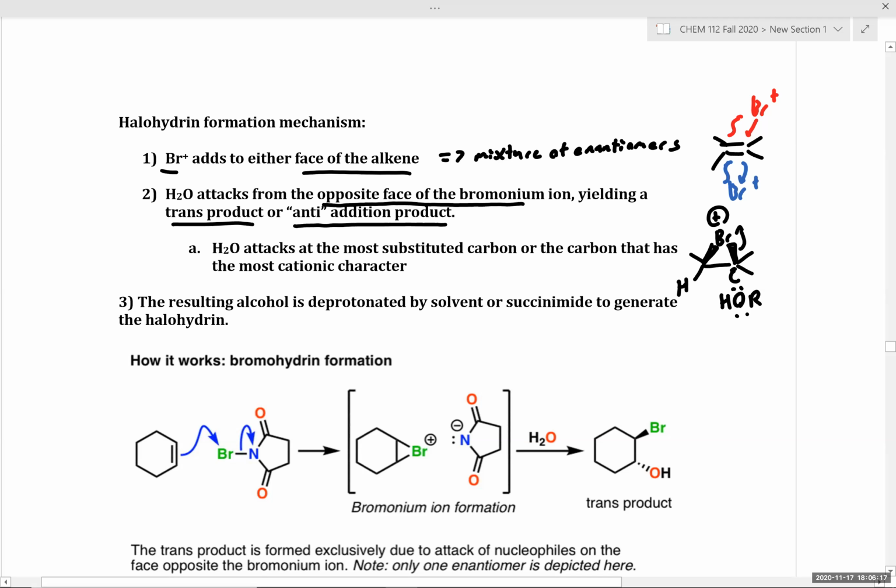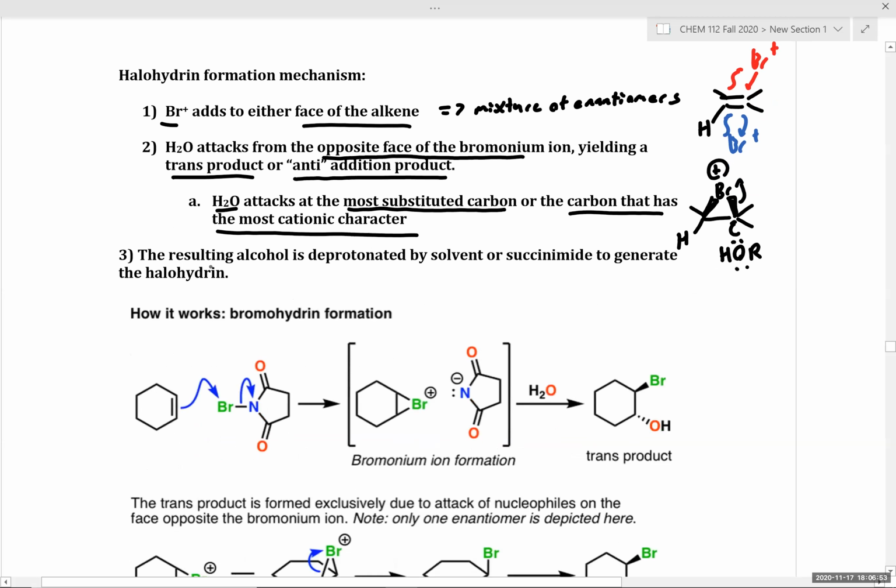Now, one important thing to note is that water attacks the most substituted carbon, or the carbon that has the most cationic character. We're not actually making a carbocation. Instead, we just observe regioselectivity for the most substituted carbon, or more exactly, the carbon that can most accommodate a positive charge. So we're working under Markovnikov selectivity in regiochemistry. The final step is the resulting alcohol is deprotonated by the solvent or succinimide to get your final halohydrin.